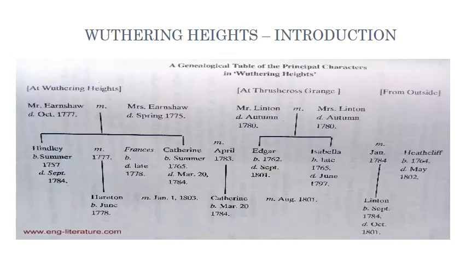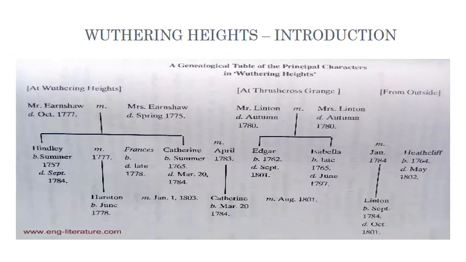Here you could find a genealogical table of the principal characters. So we find there are two families existing in two places, one at Wuthering Heights, one at Thrushcross Grange. In the chart, under Wuthering Heights, who are all the people who stayed there? You find Mr. Earnshaw and Mrs. Earnshaw. They have children, Hindley and Catherine. Later on, we find Frances mentioned there. Hindley gets married to Frances and they have a child by name Hareton.